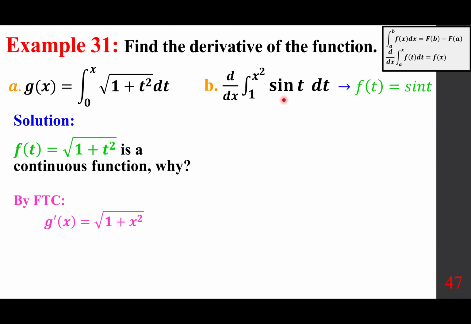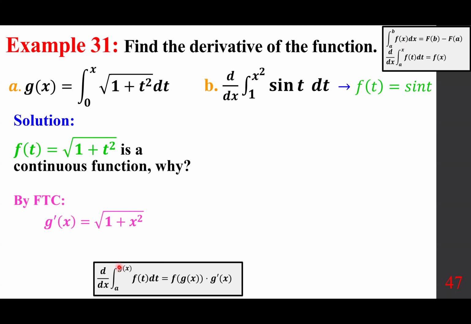Now, if the upper limit is just x, the independent variable, or any variable that just becomes independent, the derivative is just 1, that's what we have here. However, if you have a function of x, not just x, then the derivative of the integral from a to g of x of f of t dt is f evaluated at g of x, in other words the composite function, times g prime of x.